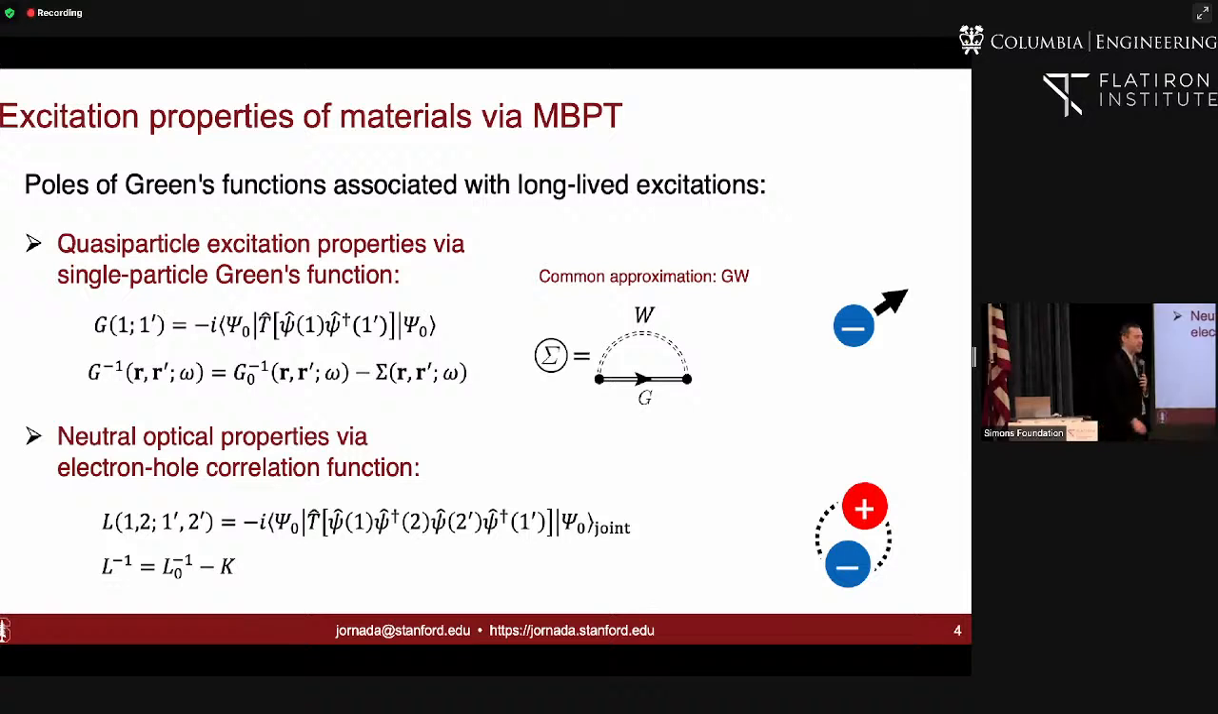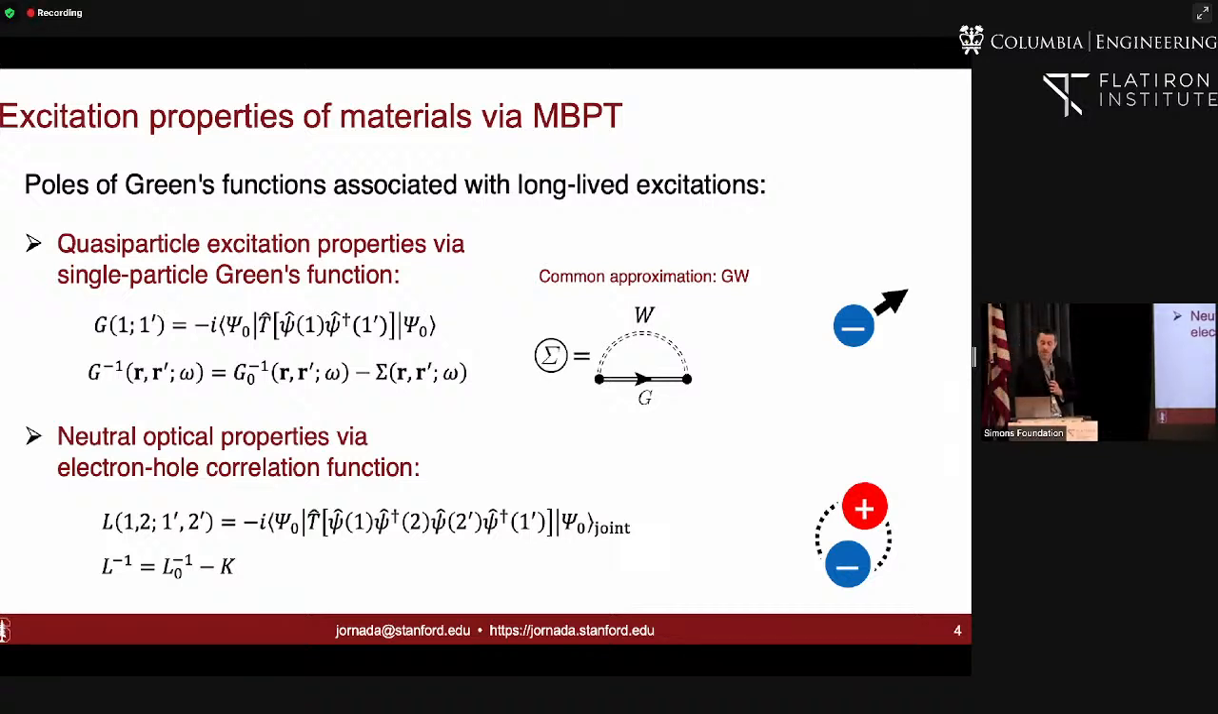You ask yourself, can I add one electron and one hole at one particular time? Can I remove them afterwards? You compute this Green's function, or what we usually call in the literature the electron-hole correlation function. You can also write a Dyson-like series of that in terms of a non-interacting counterpart, L0, which does not include electron-hole interactions, and one kernel K, and the poles of which are associated with long-lived excitations, basically excitons of your systems. So we actually right now have formalism to understand those excitations quite accurately for a variety of systems.